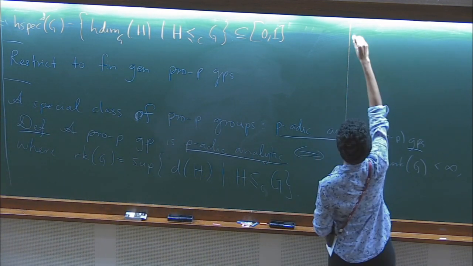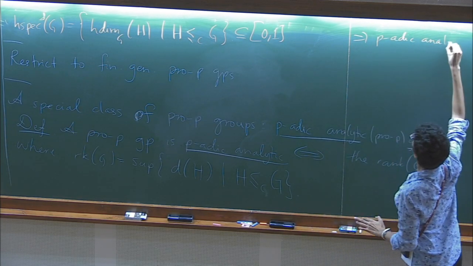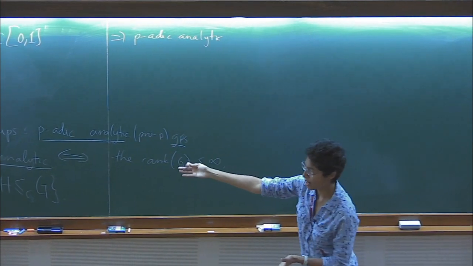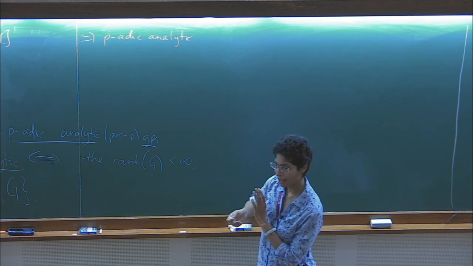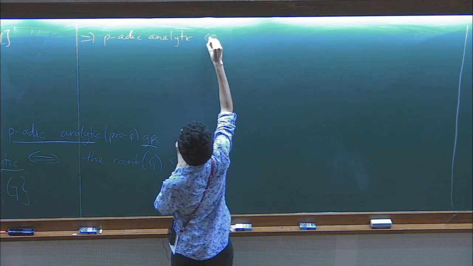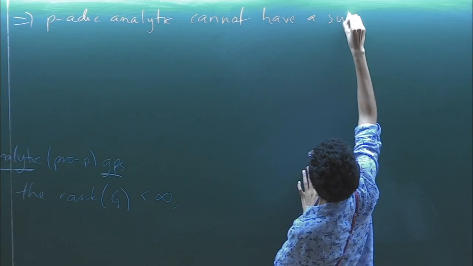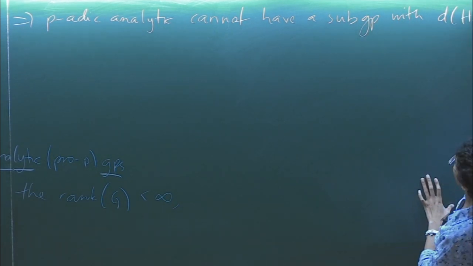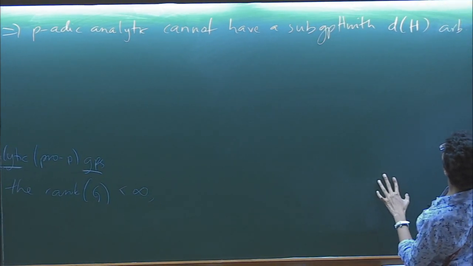So in other words, if you're p-adic analytic, you cannot have closed subgroups which need arbitrarily large numbers of generators. You can't have a subgroup which is not finitely generated, with d(H) arbitrarily large.